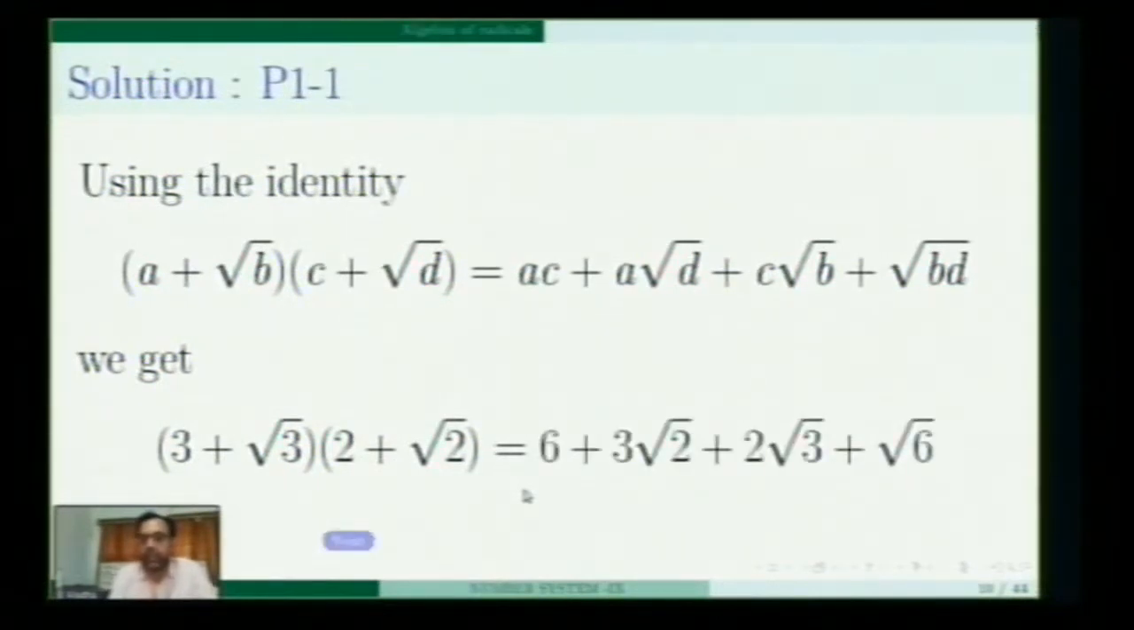Then you will get 6 plus 3 root 2 plus 2 root 3 plus root 6, which is a very simple calculation. There is nothing complicated here, very simple one.